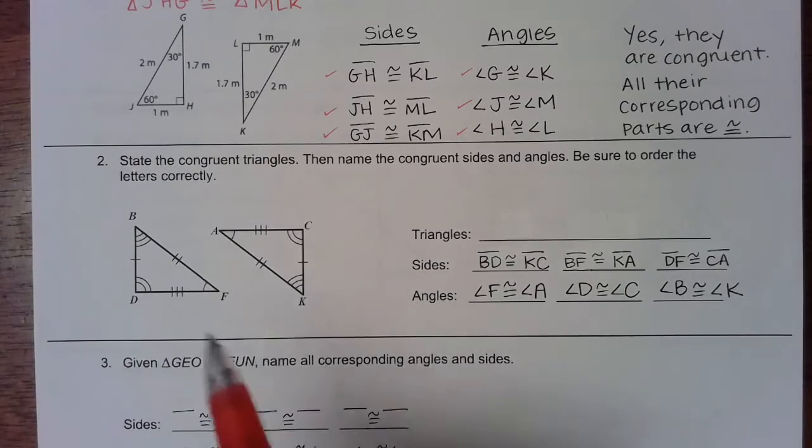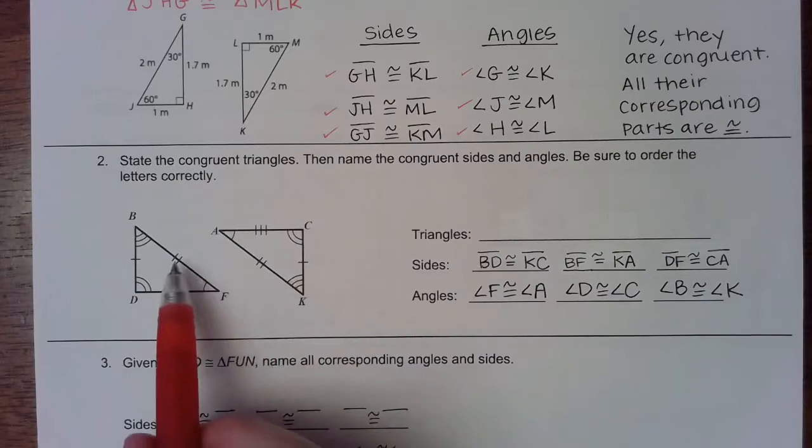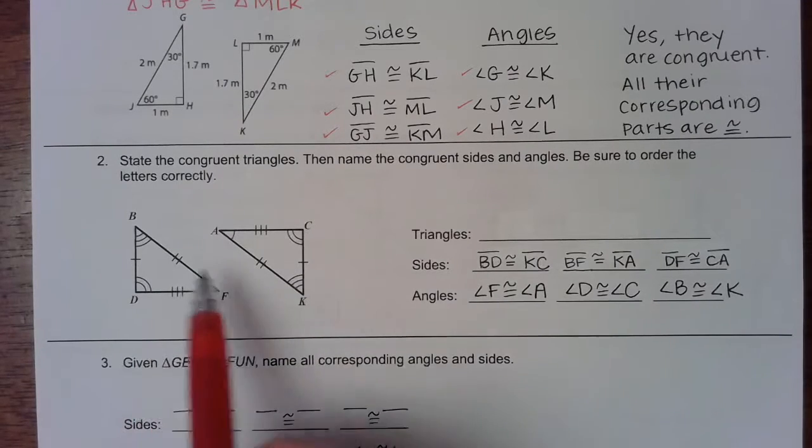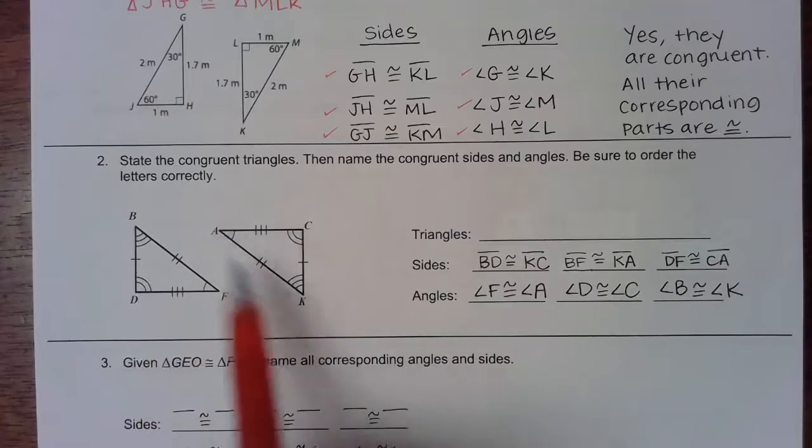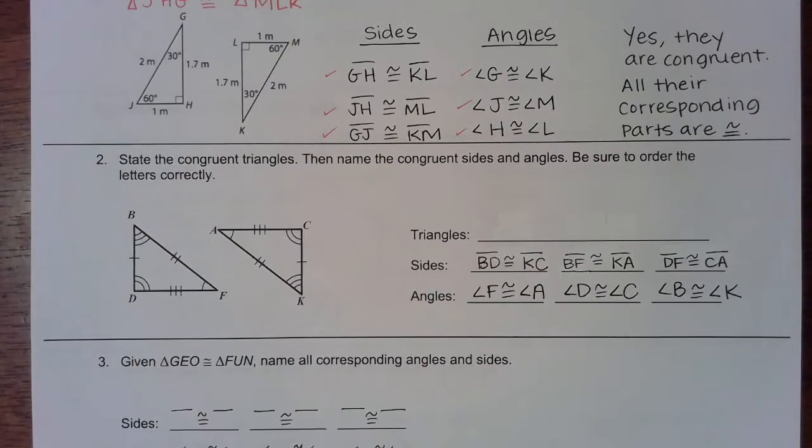In example number 2, the 2 triangles are congruent to each other because the sides match up 1, 2, 3, and then the angles match up the same 1, 2, 3. So you can conclude that the triangles are congruent to each other. These 3 pairs of sides are all the same. These 3 pairs of angles are all the same.